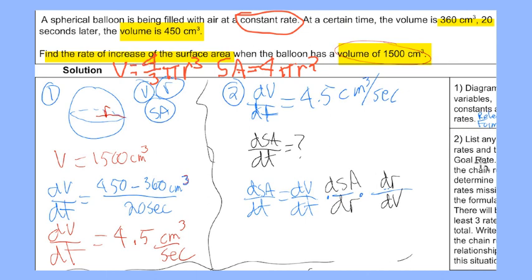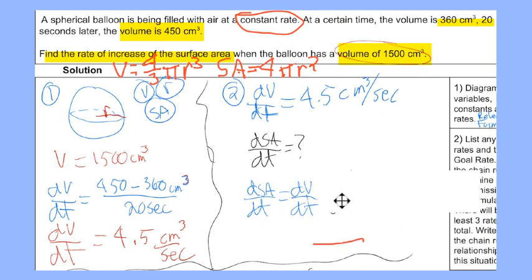The second part always is to list any of the rates and to develop that chain rule. I'm going to bring that there. So in the question, number 2 is when we go through all the rates and develop the chain rule relationship. dV by dt is given as 4.5 centimeters cubed per second. It wasn't given, but it was an easy calculation.